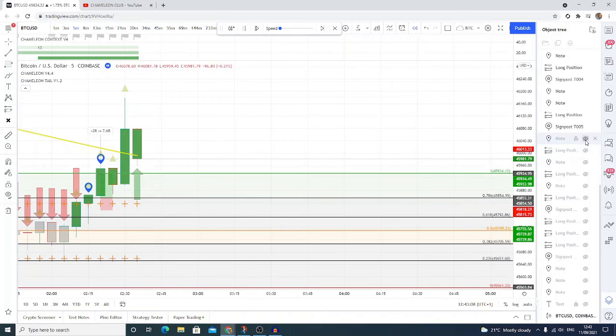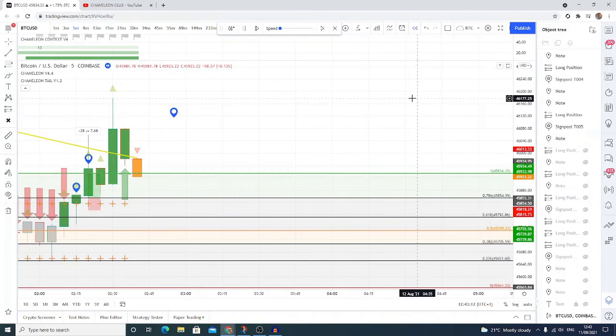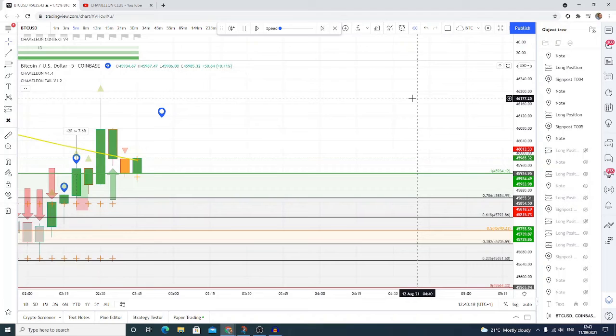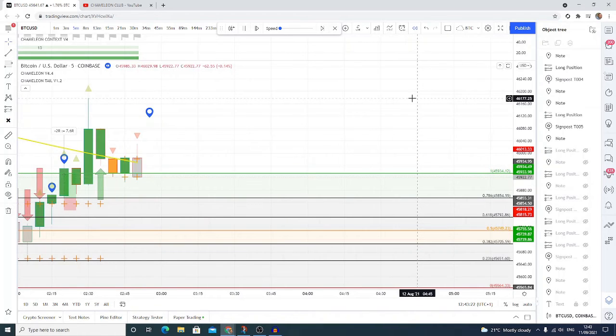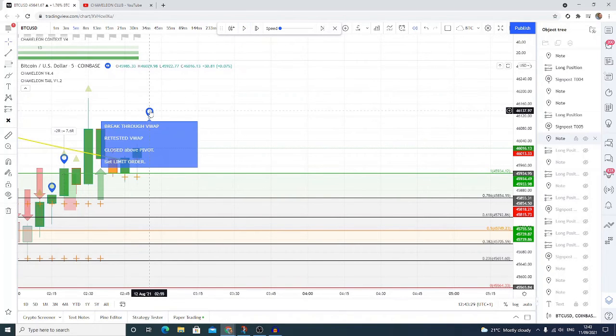Price broke through the VWAP resistance, retested the VWAP line, the yellow line, and has closed above a pivot range. We can set a limit order.